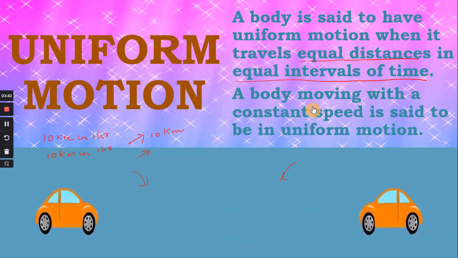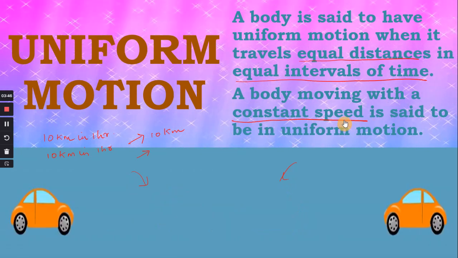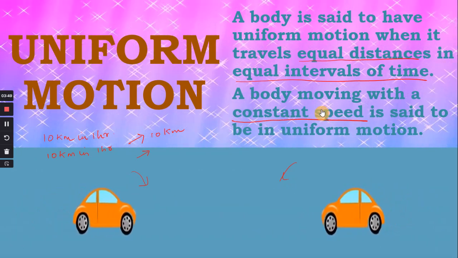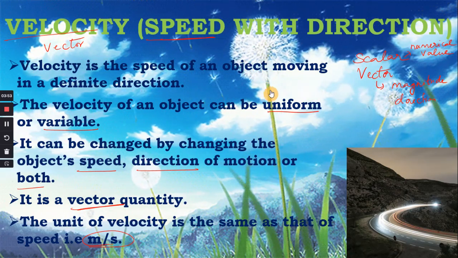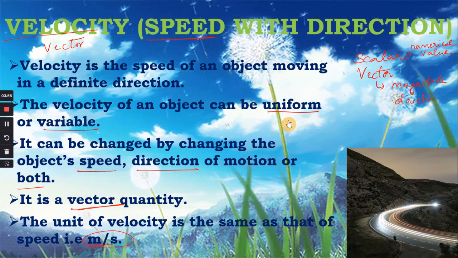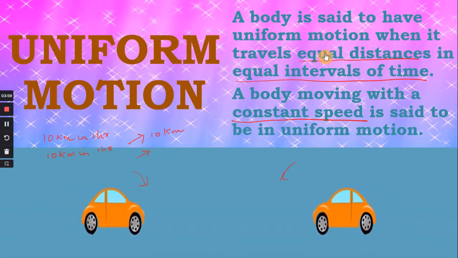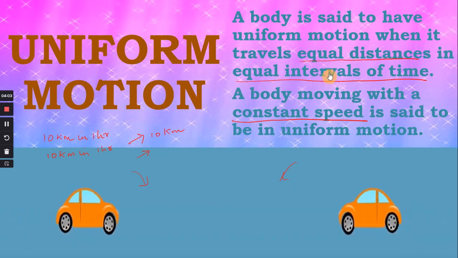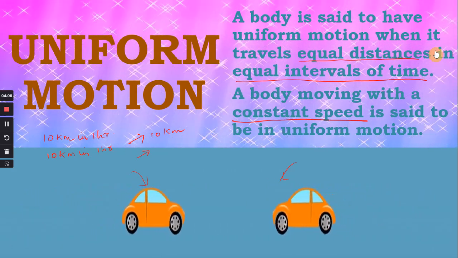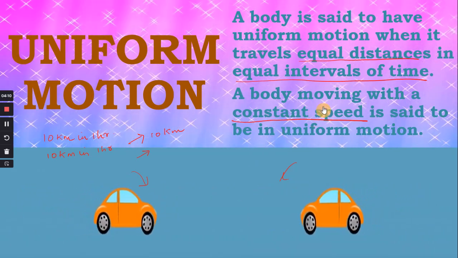A body is traveling with constant speed. There we saw in the previous part that it can be uniform or variable. When it is uniform, you call it uniform motion. So what is uniform motion? A body traveling equal distances in equal intervals of time. This is not new to you. You would have already learnt it in your lower classes. The body is said to be moving with constant speed.